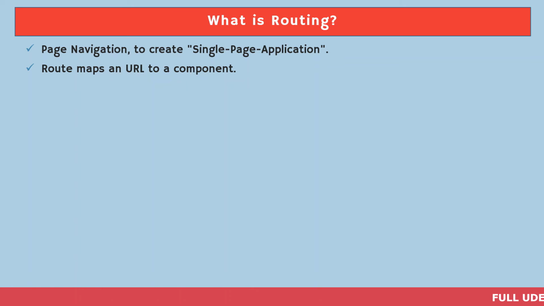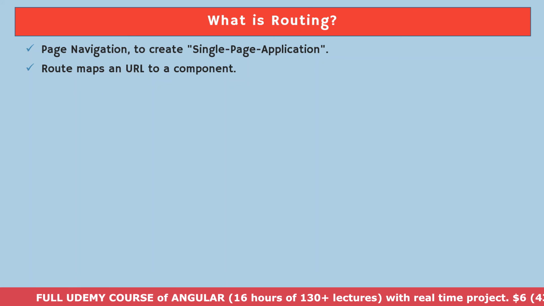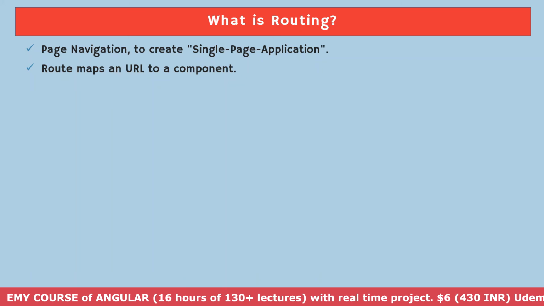A route maps a URL to a component. For example, the URL dashboard maps to the dashboard component. So whenever the user enters the URL dashboard, it automatically loads the dashboard component.